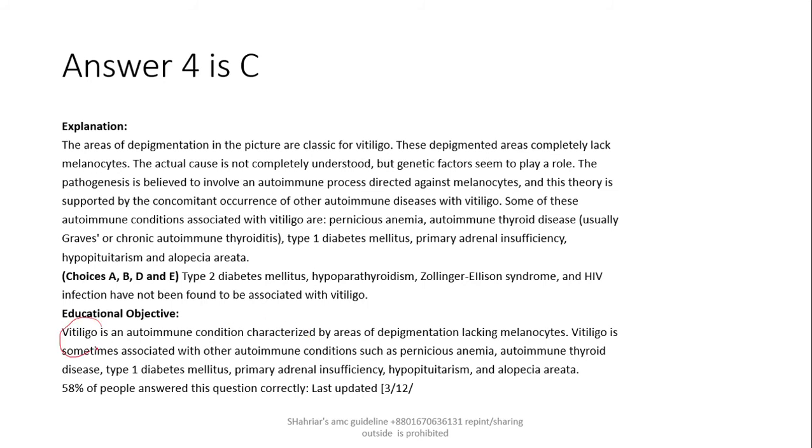See, vitiligo is an autoimmune disease. You know the famous pop star Michael Jackson? I'm sure everyone knows. I was a big fan. Before, he was black and then he turned white.